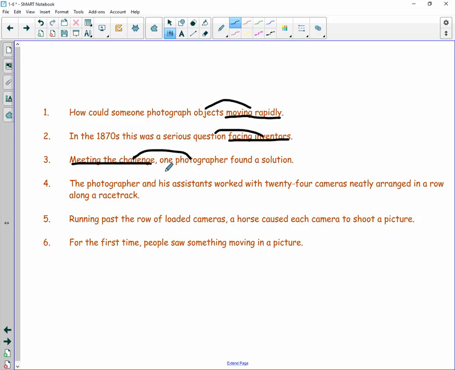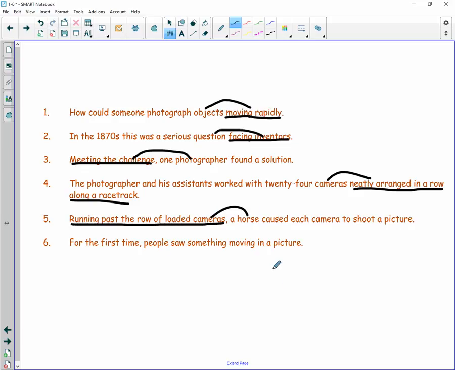Number 4, the photographer and his assistants worked with 24 cameras neatly arranged in a row along the racetrack. Neatly arranged in a row along the racetrack modifies cameras. Number 5, running past the row of loaded cameras, a horse caused each camera to shoot a picture. Running past the row of loaded cameras modifies horse.